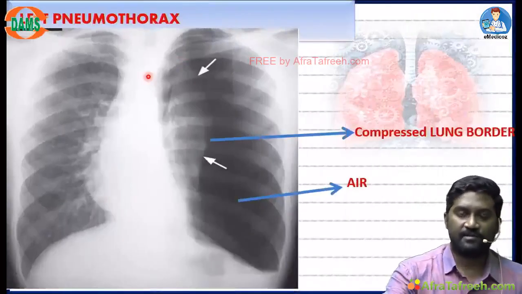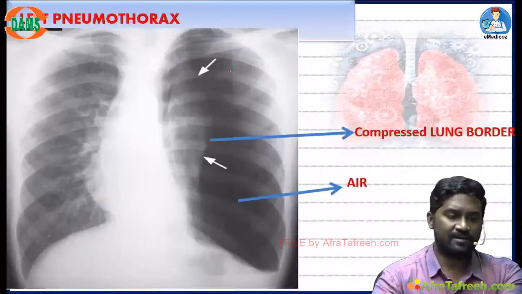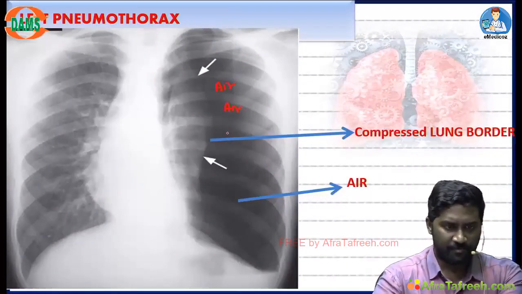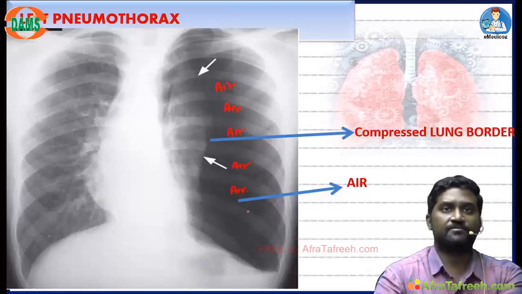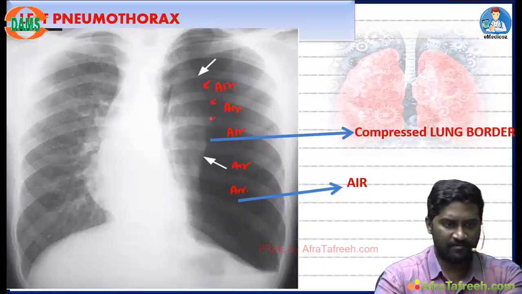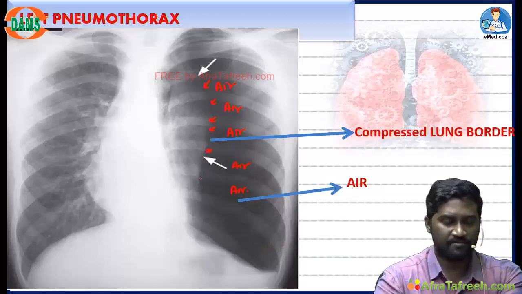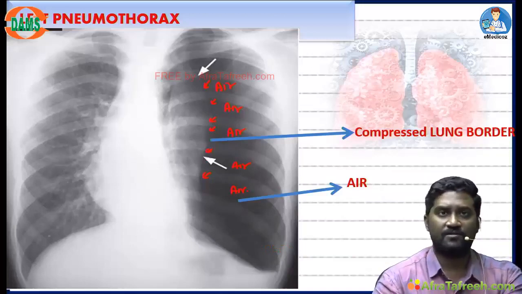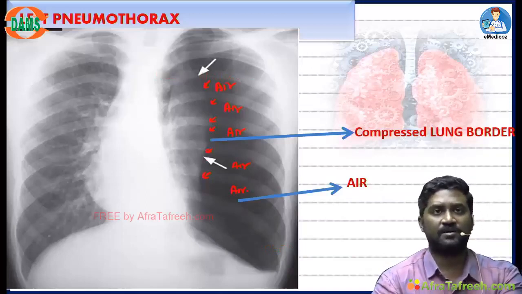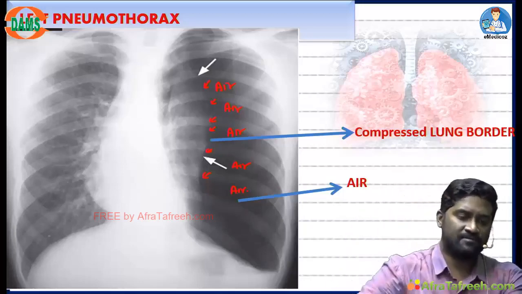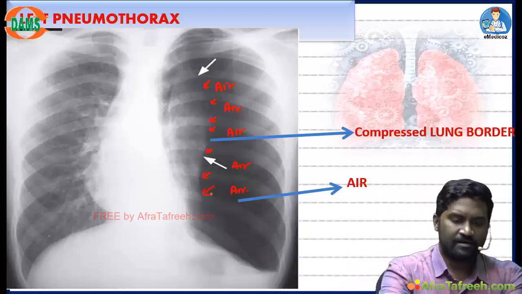Now this patient is having a pneumothorax. How to exactly call it as pneumothorax? You should identify air filled hypertranslucent area. So this is air filled hypertranslucent area. Against this, can you see compressed lung margin, students? Can you see compressed lung margin? Yes. To call it as pneumothorax, you should identify that air filled hypertranslucent area against that compressed lung margin.